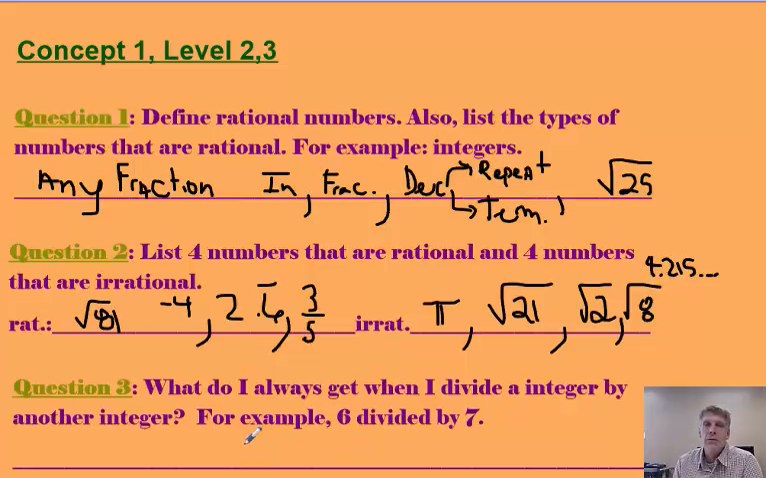All right, question 3. What do I always get when I divide an integer by another integer? For example, 6 divided by 7. Well, if I write it like this, 6 divided by 7, what is that? Well, that's a fraction. And fractions are rational numbers. So question, answer, it's rational. So remember this for the test. Anytime I divide 2 integers, it's really like writing a fraction. That's going to be a rational number. All right, let's keep moving.